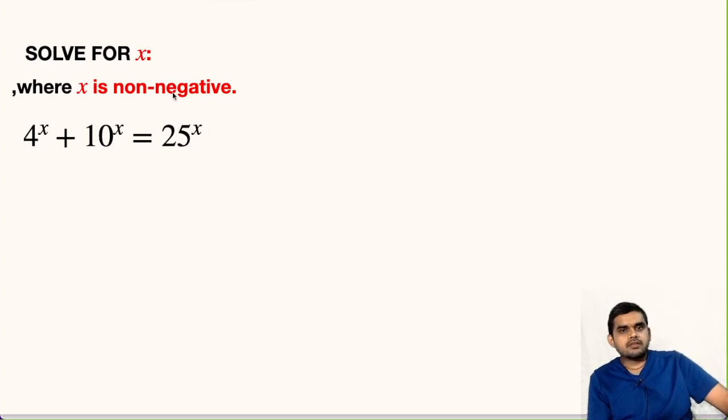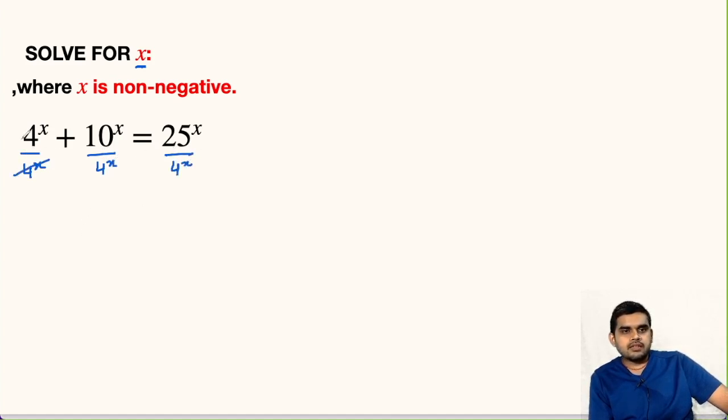So in this question, we are asked to find the value of x, and there is a constraint that x is any non-negative value. So the question is 4 power x plus 10 power x equals 25 power x. So first of all, we will divide each term by 4 power x.